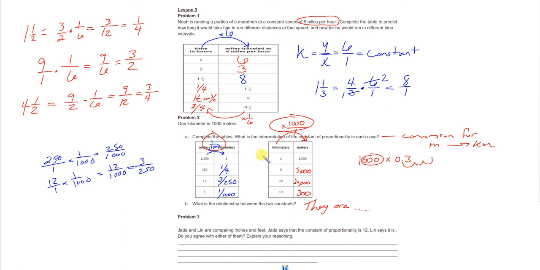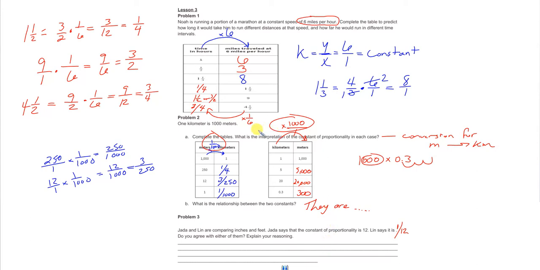Jada says that the constant of proportionality is 12, and Lynn, sorry about this guys, this cut out, she was saying that it is a 1/12. Sorry about that. I'll mention that in class, make sure everybody gets that typo. Do you agree with either of them and explain your reasoning?